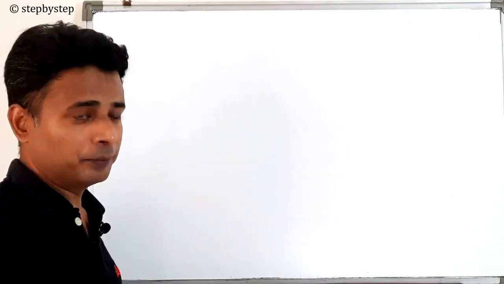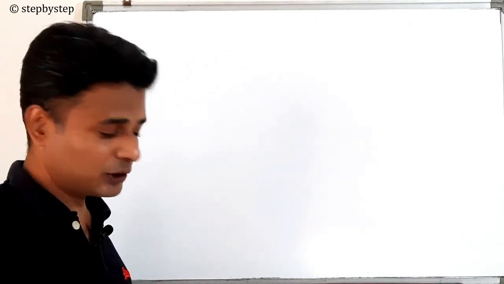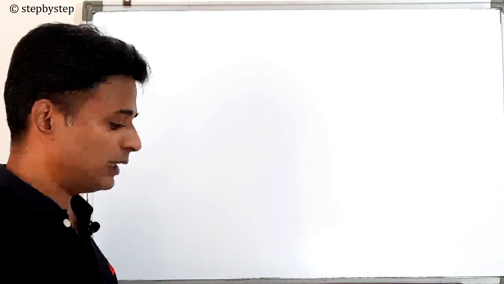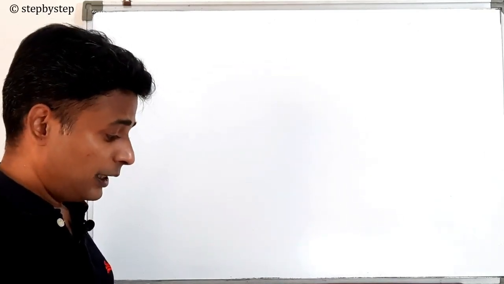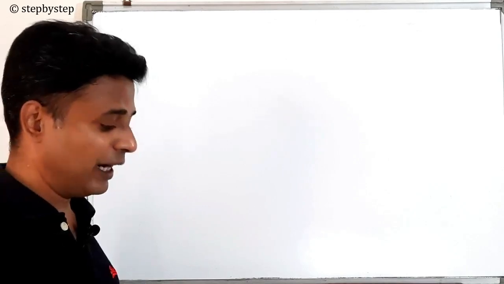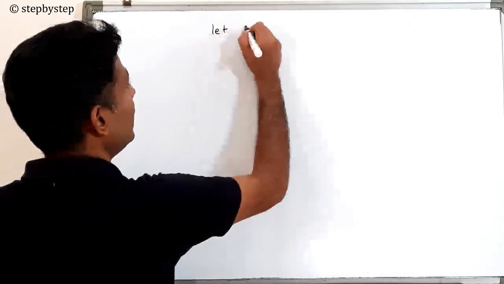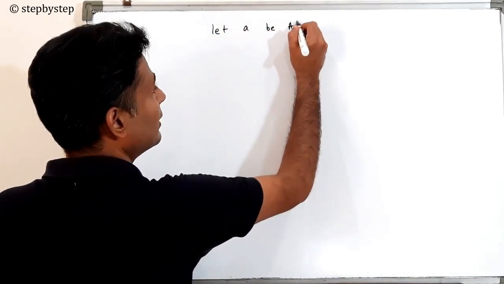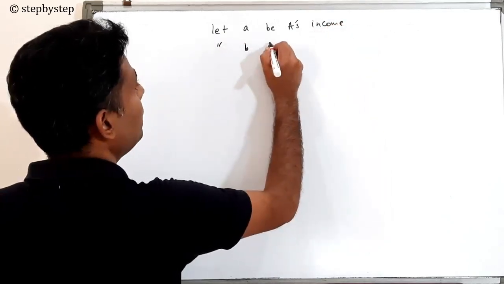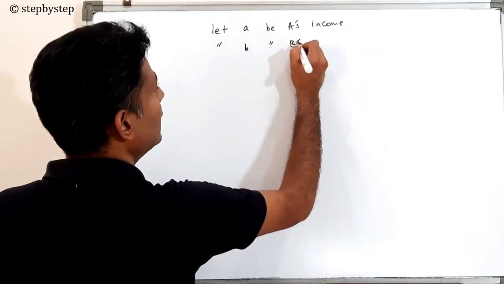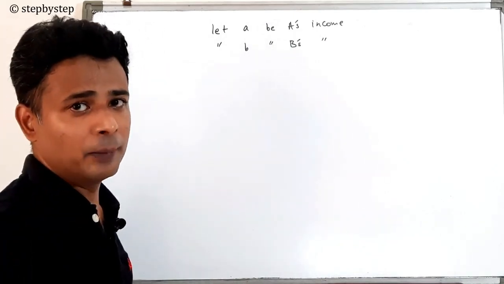The fifth problem. The incomes of A and B are in the ratio 8:7 and their expenditures are in the ratio 19:16. If each of them saves 1,250, find their income. So let A be A's income, right? And let B be B's income. So we have taken our variables as A and B.